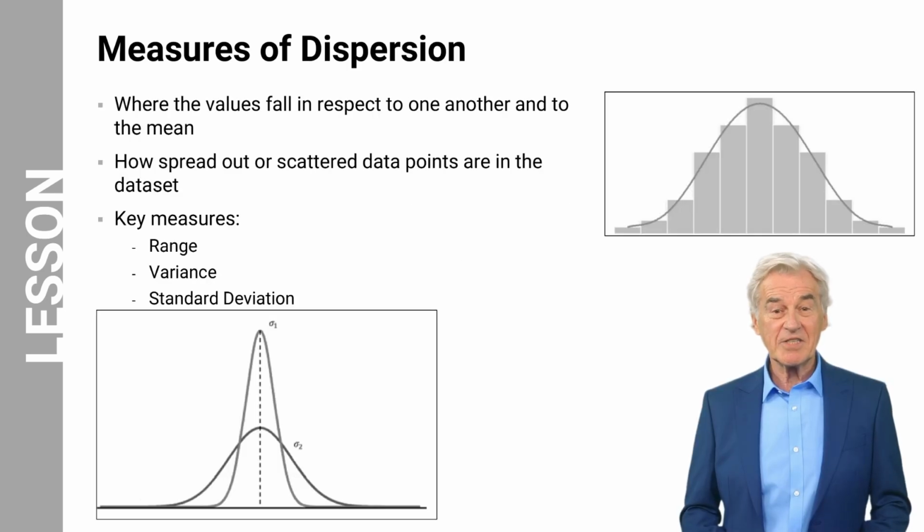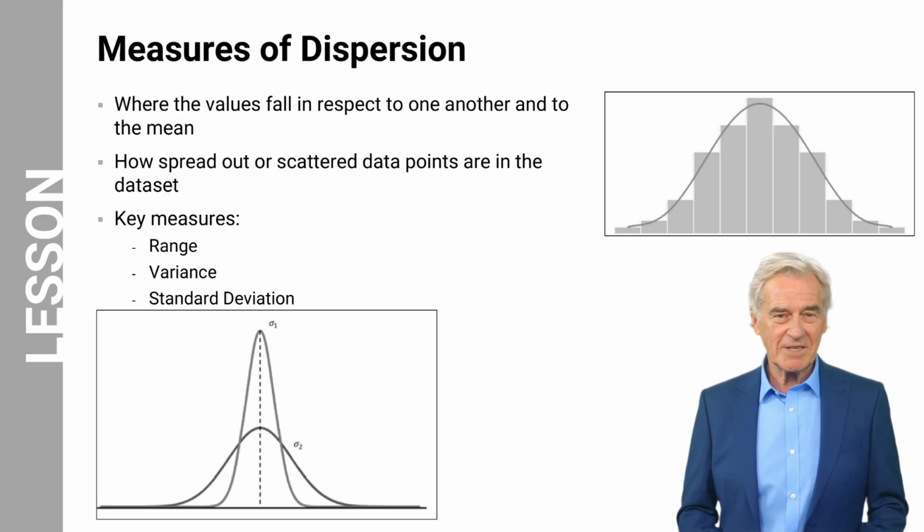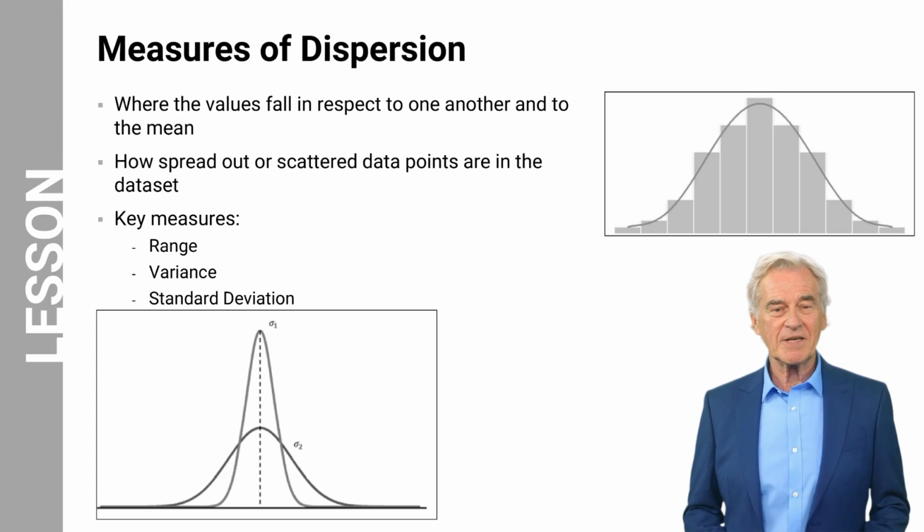The next set of descriptive measures, range, variance, and standard deviation, measure dispersion. Measures of dispersion describe where the values fall with respect to one another and to the mean. If data has a large dispersion, then the graph of that data would be short and wide, with a large variety of values. If data has a small dispersion, then the graph of that data would be tall and skinny, with only a small number of values seen in the data.